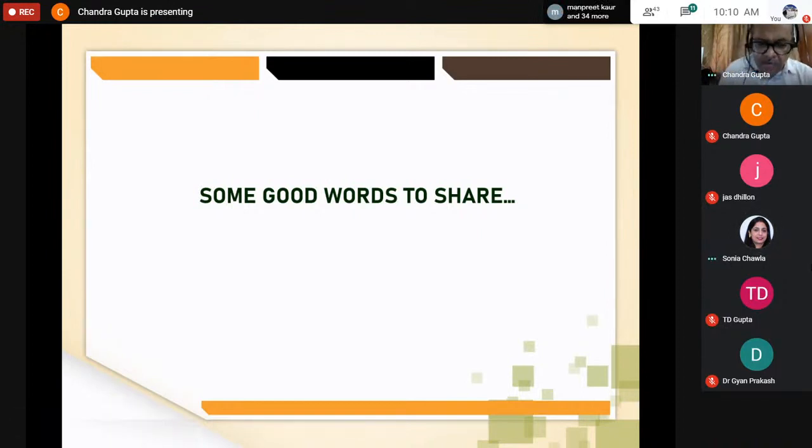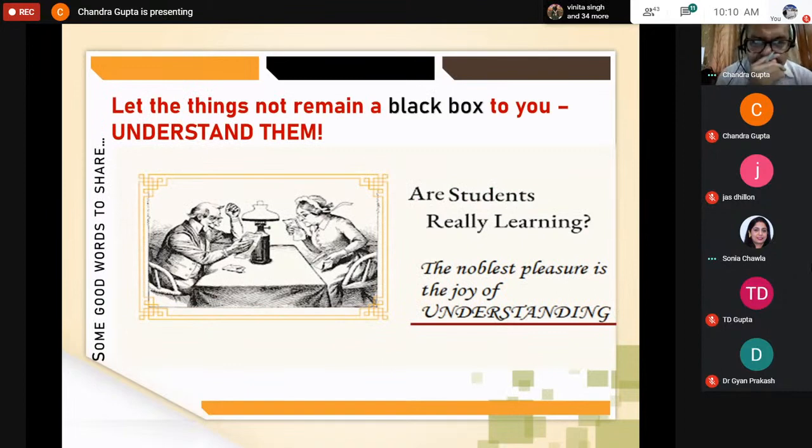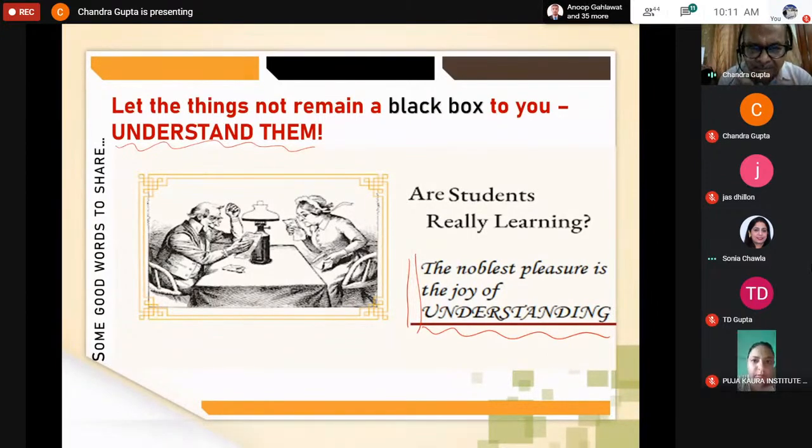Okay. So, welcome friends to the session on the time series. And to begin with, let me share with you some good words. It says, let the things not remain a black box to you. You have to understand that. And that's important. Are students really learning? The noblest pleasure is the joy of understanding. And please understand that as a researcher, you have to make sure that you understand the things. If you don't understand, then you're missing a pleasure, a joy.